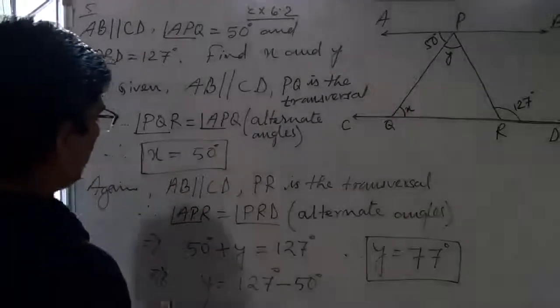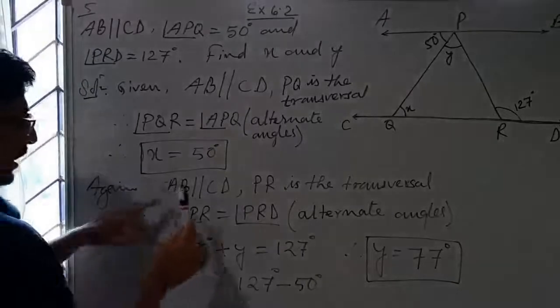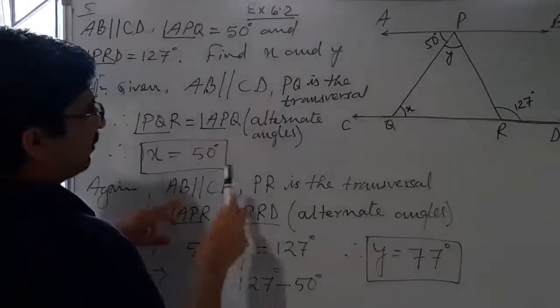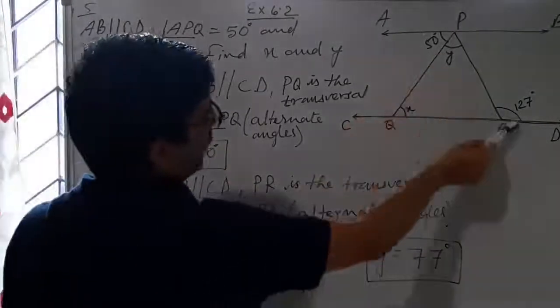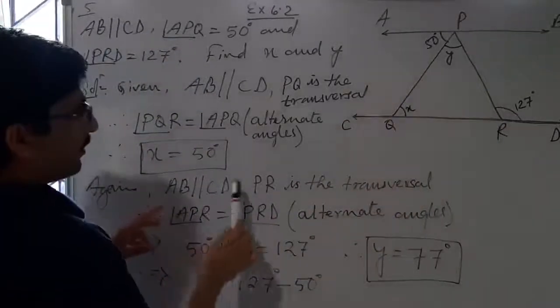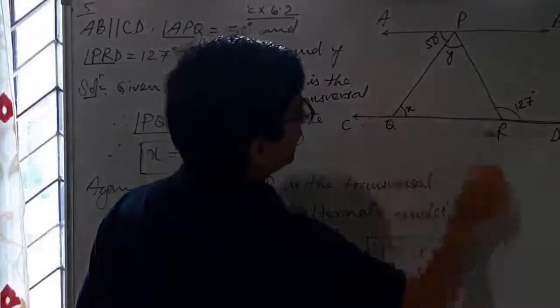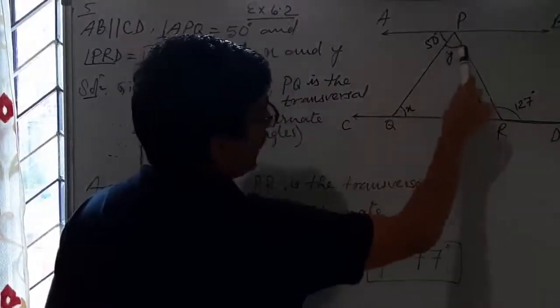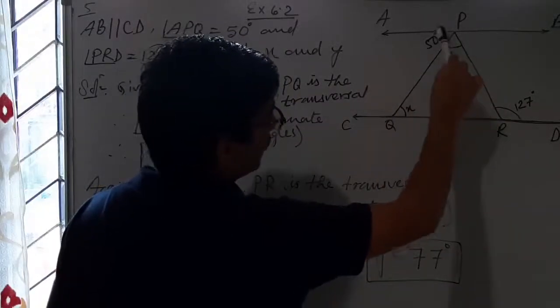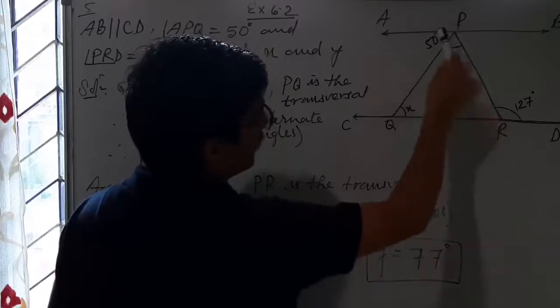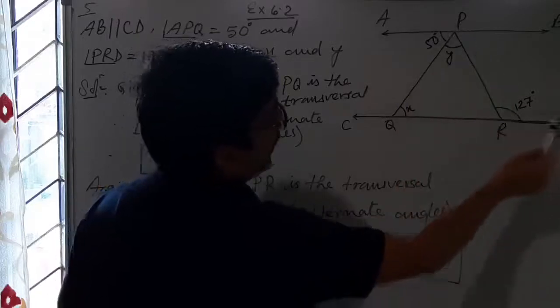Now, in the second case, again AB is parallel to CD. Now we change the transversal to PR. AB is parallel to CD and the transversal is PR. You check this line and this line are parallel. Then this whole angle, APR, and this angle PRD.